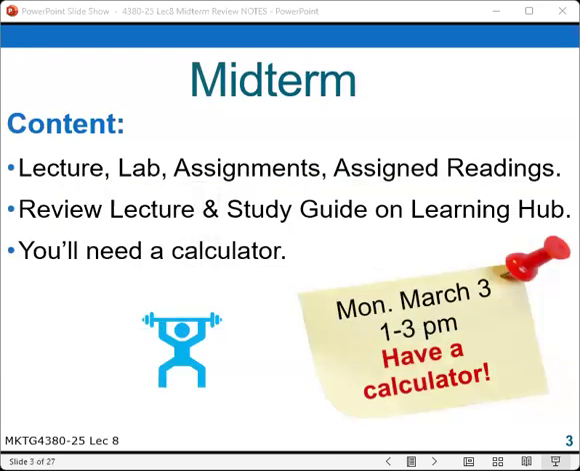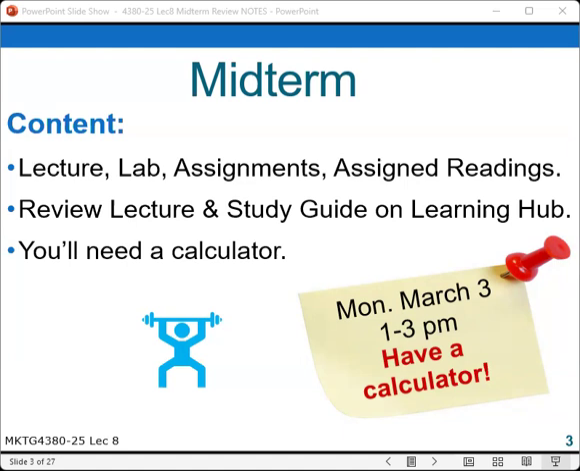So the exam itself will be happening on Monday, March 3rd, 1 until 3 p.m. Do bring a calculator. It will be helpful. It won't be anything too technical. It's just some of the simple calculations that we did in some of the labs that we ran. Generally fairly simple stuff, but it will be a lot easier and quicker with a calculator. So do bring one along.